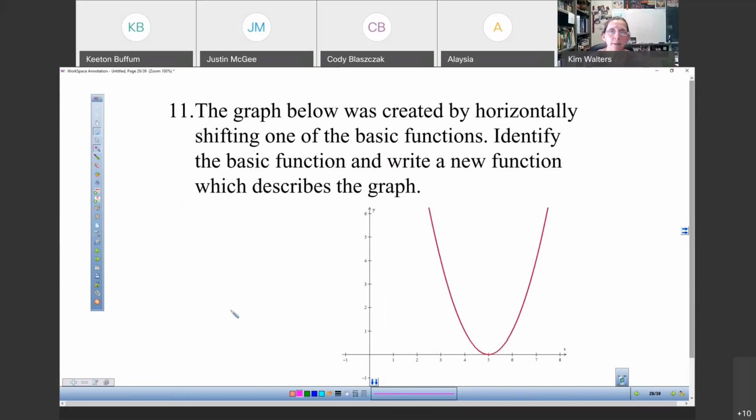So these last couple of problems in this section, we're actually going to figure out what the function is, and then what my new function is going to be based on the shifts. So the first thing I need you to be able to do is to identify the basic function. Hopefully by now we've all figured out that the basic function is x squared.